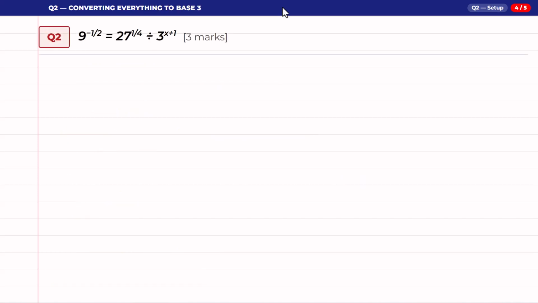Question 2. 9 to the minus 1/2 equals 27 to the 1/4 divided by 3 to the x plus 1. Find the exact value of x. Look at all the bases, 9, 27, and 3. 9 is 3 squared. 27 is 3 cubed. 3 is already base 3. So we convert everything to base 3.